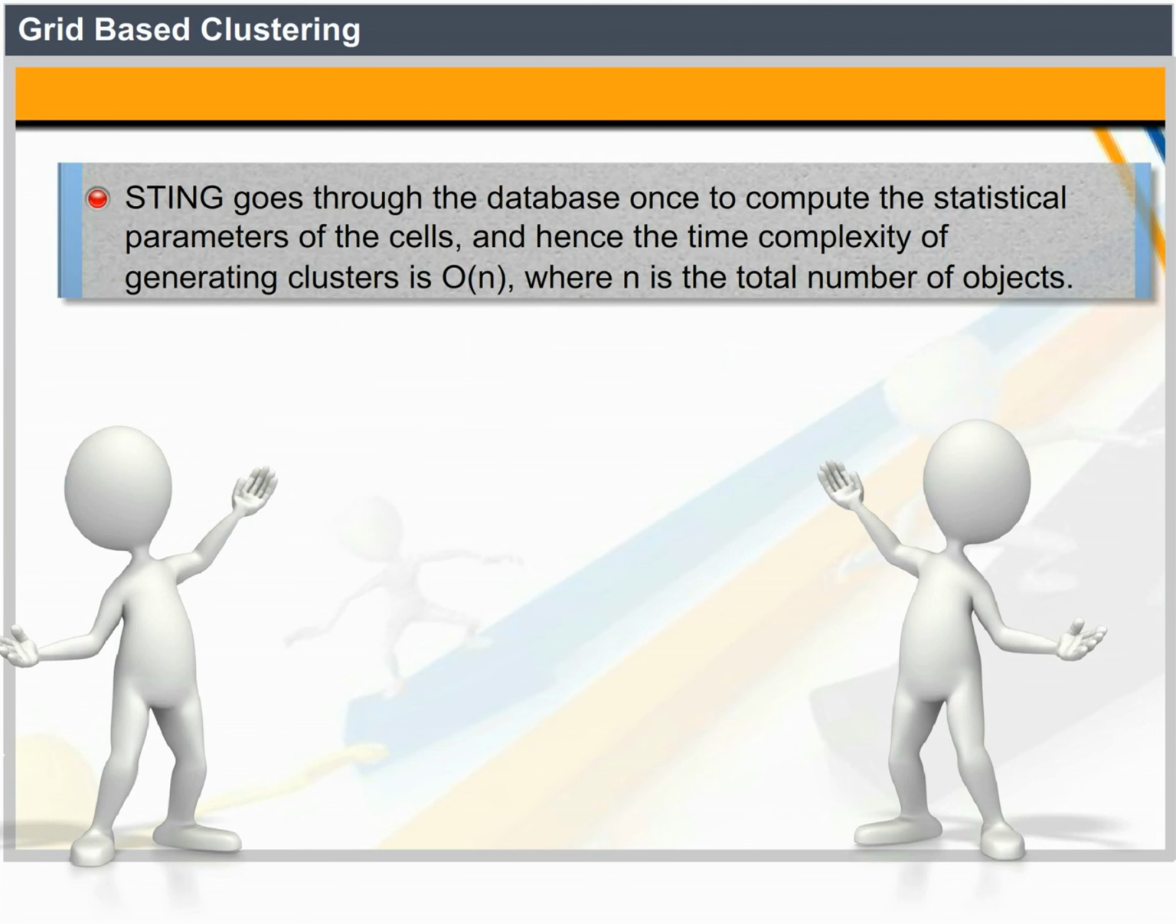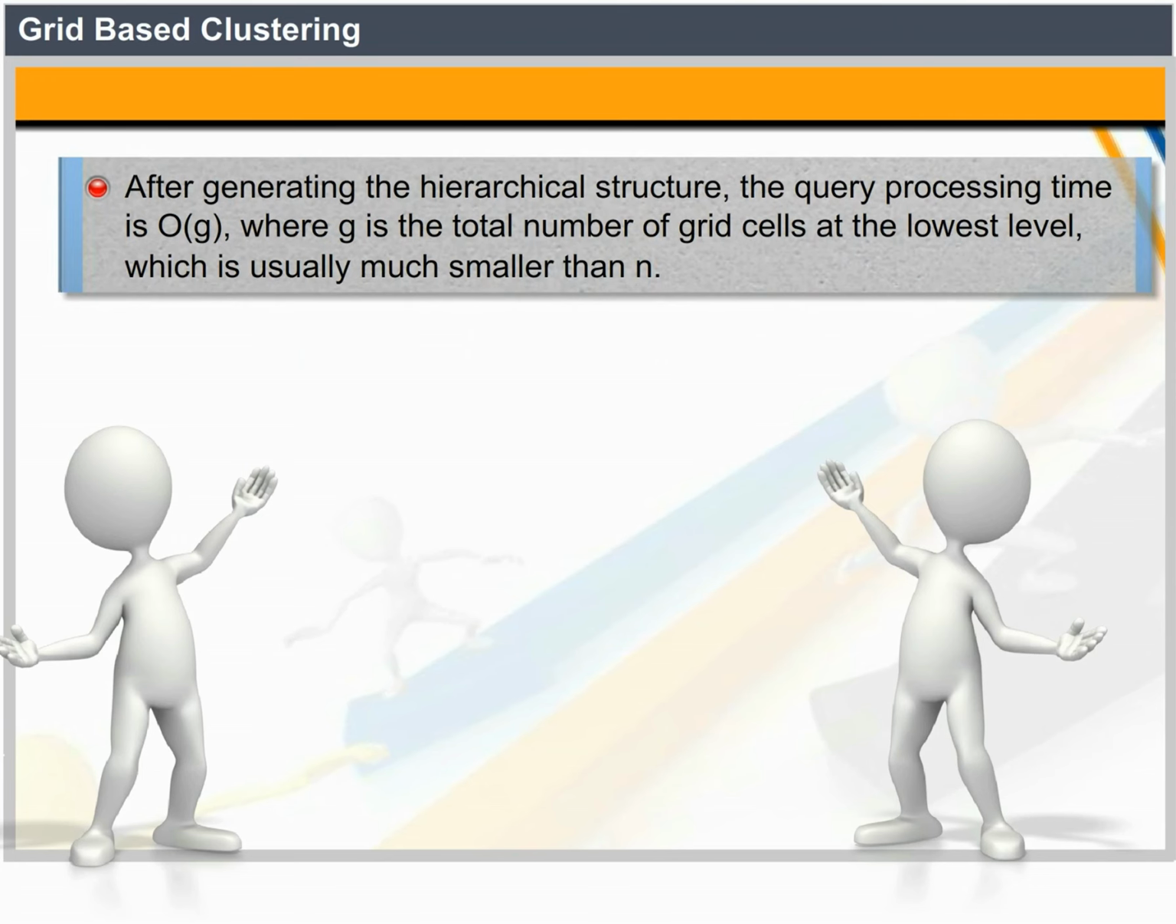STING goes through the database once to compute the statistical parameters of the cells, and hence the time complexity of generating clusters is O(n), where n is the total number of objects. After generating the hierarchical structure, the query processing time is O(g), where g is the total number of grid cells at the lowest level, which is usually much smaller than n.